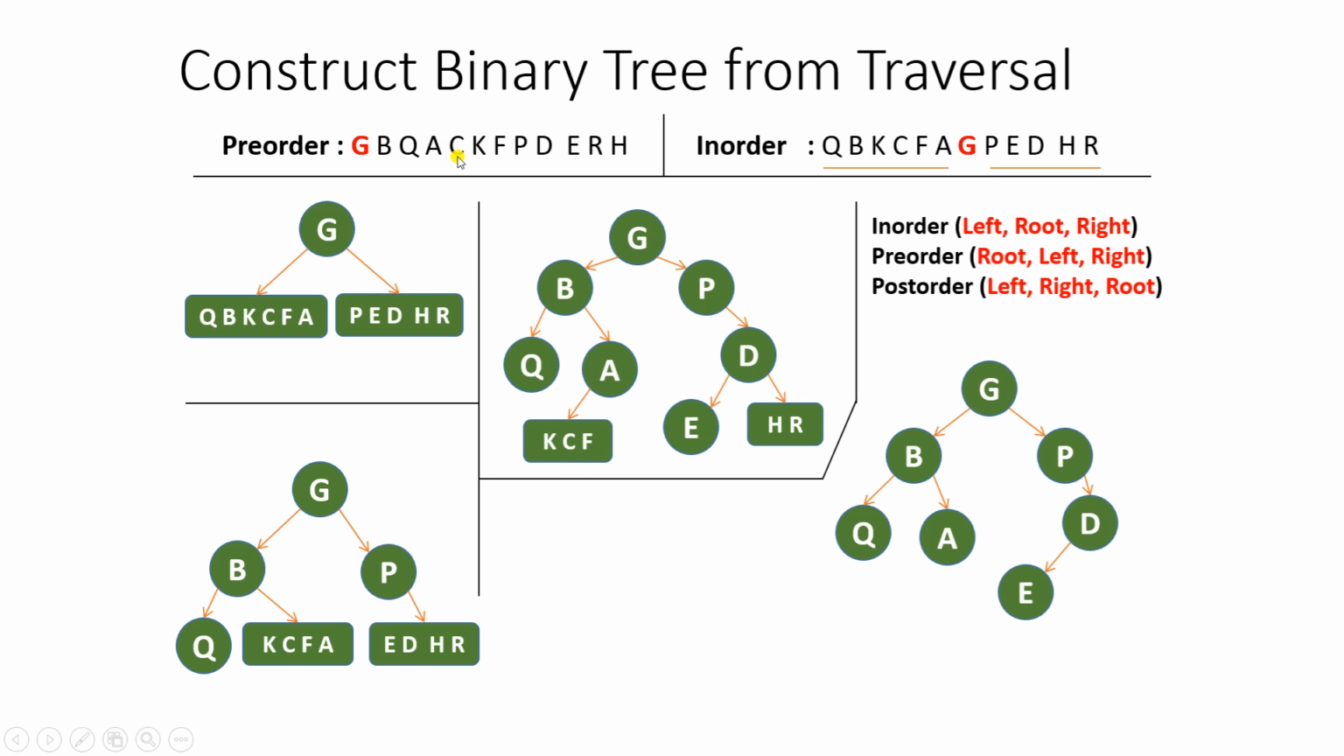Again K C F, C comes first, so C will be treated as the root node from A, and in order, to the left of C we have K, so K will be to the left of C and F will be to the right of C. Next is H and R. When I see it in pre-order, R comes first, so R is treated as the root, and to the left of R comes H in order.